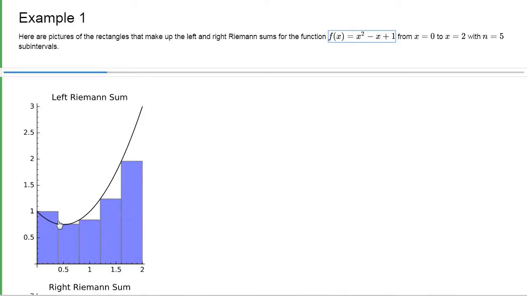You can see that some of these rectangles have a little bit extra area, so there's some extra blue here above the curve that I don't want, and a lot of them have extra white, so I don't want this white space. I want to fill this in. The way we're going to do that is increase the number of rectangles, and that'll fill in this white space.